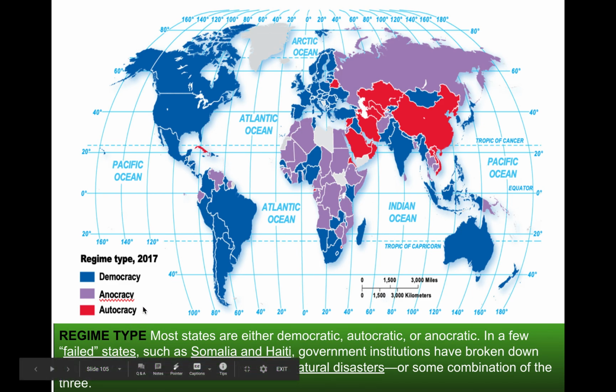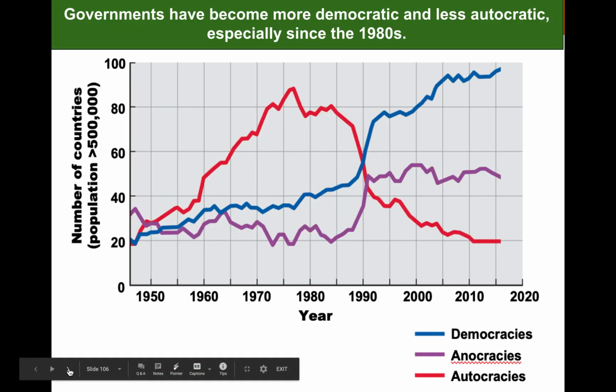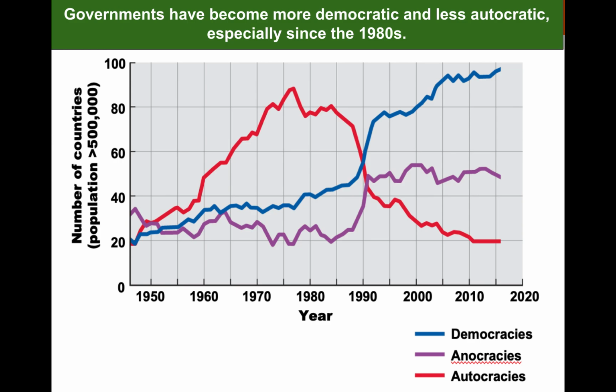We have failed states like Somalia and Haiti because of poverty conditions, which we'll talk about in agriculture. All right, and again, looking at democracy and less autocracy since the 1980s, we can see democracies are on the rise.